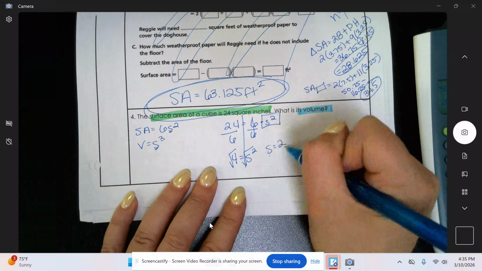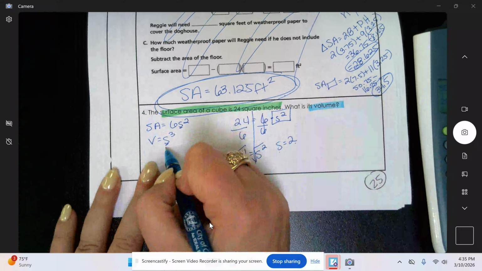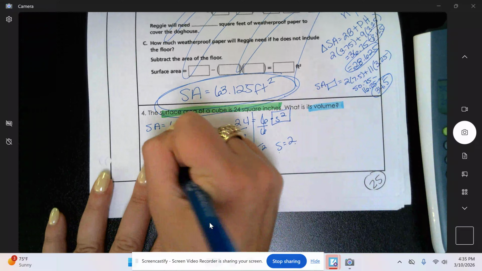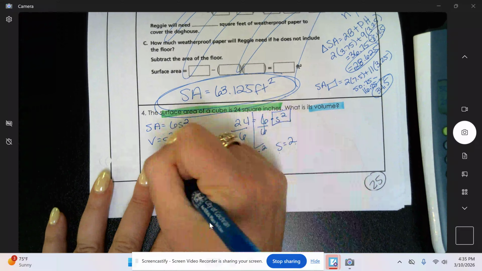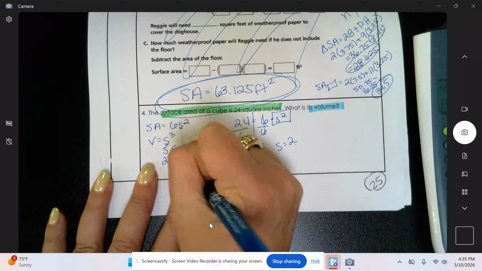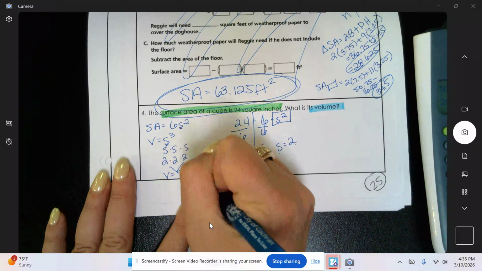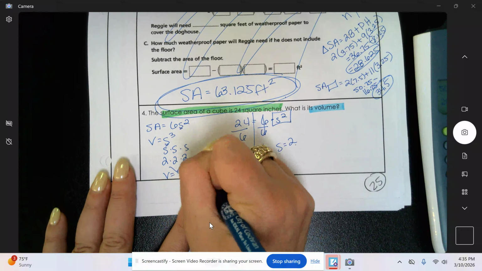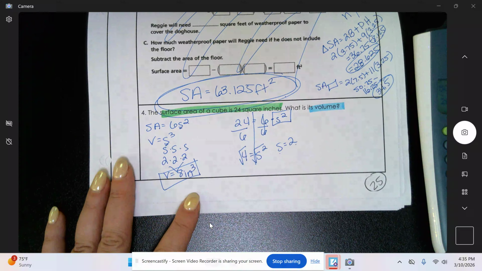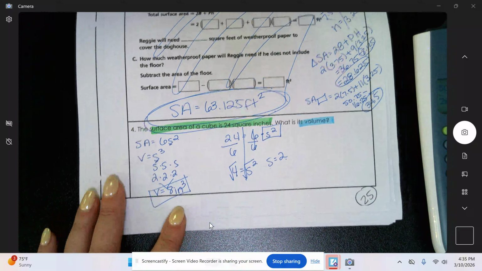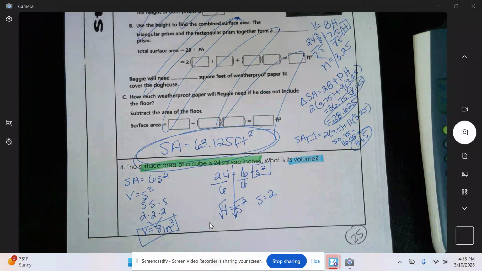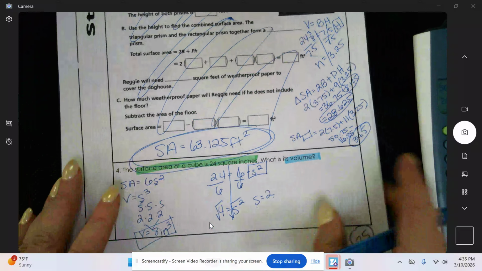So because s equals 2, I can come over here and plug this in. And this is saying s times s times s. So 2 times 2 times 2 gives me a volume of 8 inches cubed. So that one wasn't really too terribly awful. Okay? Alright, let's turn the page.